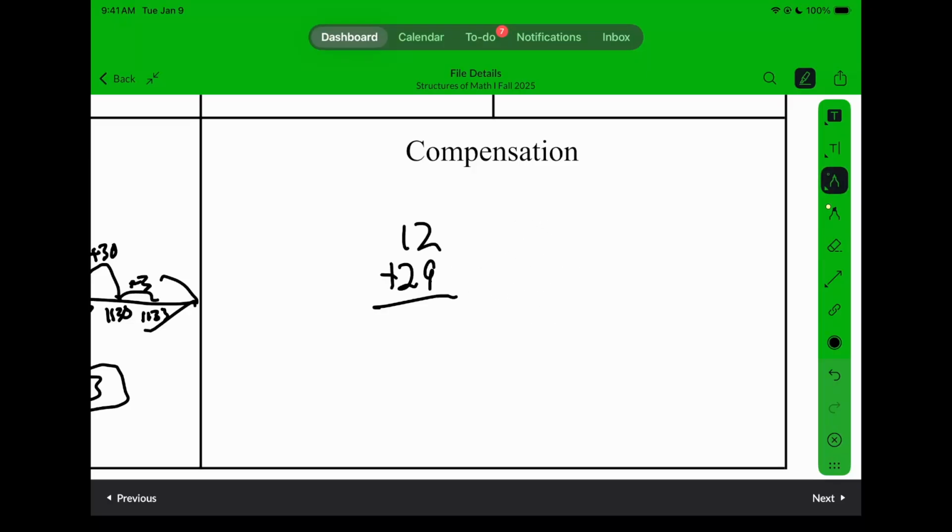Or subtract 2 from 12, add 2 to 29, gives you 10 and 31. Still gives you 41. So that's the beauty with compensation. There's lots of different ways to do it. So let's take, for example, our problem. 345 plus 788.